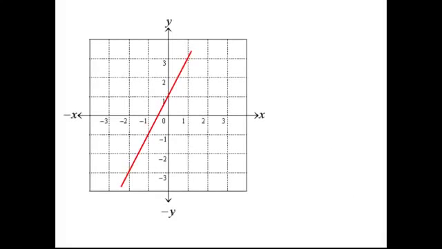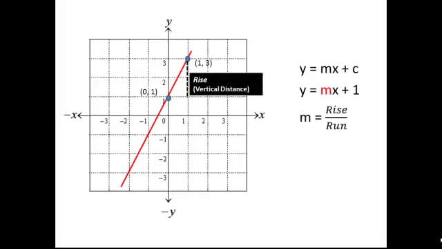Now let's look at finding the equation of this straight line. As the line crosses the y-axis at 1, this is the y-intercept. Next we'll calculate the gradient. To do this, we need to choose 2 points on the line. These are the 2 points that I've chosen. We then need to determine the vertical and horizontal distances between these 2 points. These are otherwise known as the rise and the run.